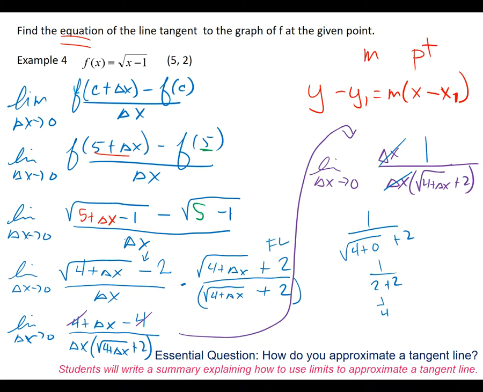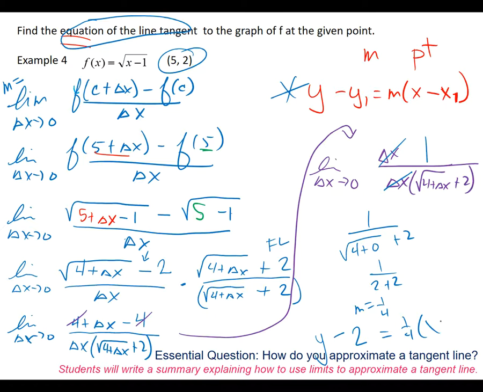Now, we did a lot of work to get the slope, right? This is what we calculated here, the slope. Have I answered what they wanted me to answer? No. I still need to write the equation of the tangent line. I got the slope. The point was given to us, right? All I have to do is plug into that formula right there. So I've got y minus, what's the y value? 2 equals, what's the slope? 1/4 times x minus 5.